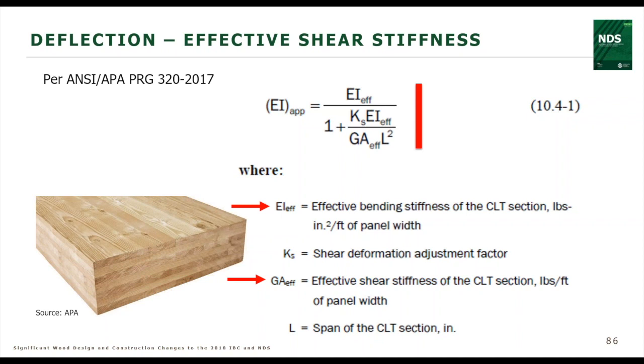The NDS does reference the 2017 version of that standard, but again, most producers have upgraded to the 2018 version. So just be aware that there might be slight differences between what you're looking at if you're looking at different versions of the standard. But this is a change that is correlating with PRG 320, and this is again just to facilitate the calculation of the apparent bending stiffness, which is what that EI sub APP value is equal to.